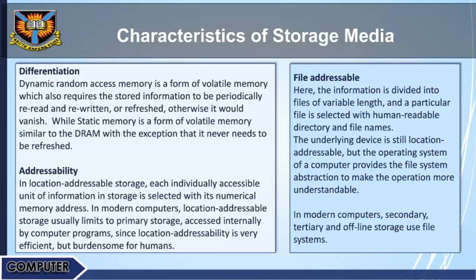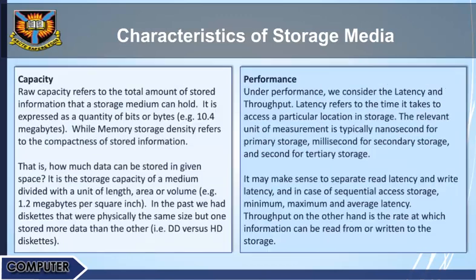File addressable. Here the information is divided into files of variable length and a particular file is selected with human readable directory and file names. The underlying device is still location addressable, but the operating system of a computer provides the file system abstraction to make the operation more understandable. In modern computers, secondary, tertiary, and offline storage use file systems.